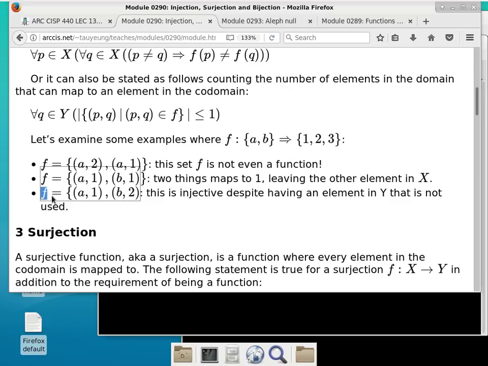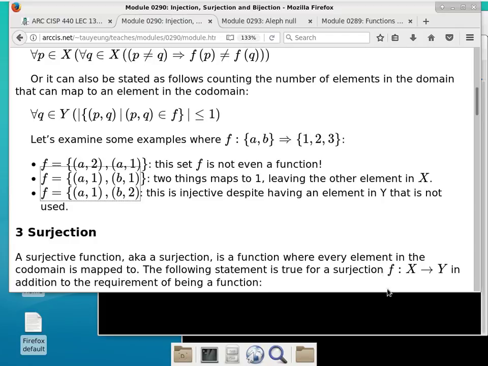This one is injective, even though I'm missing an end curly brace here, but it is injective because the two elements of X from the domain are mapped to different values in the codomain. So is the example helping to illustrate what injectiveness is about? Okay, very good.